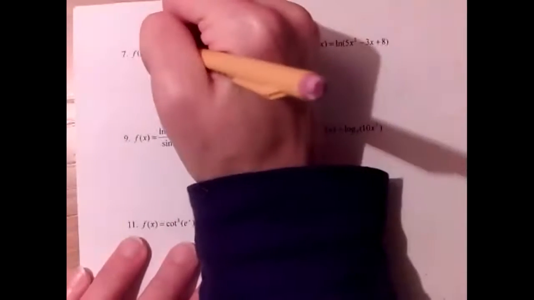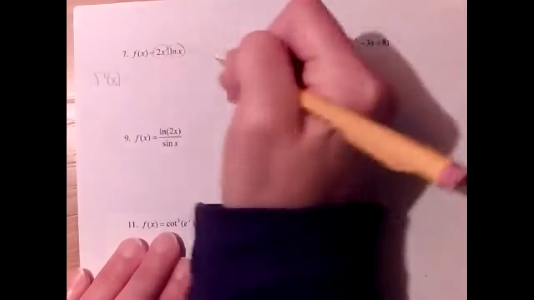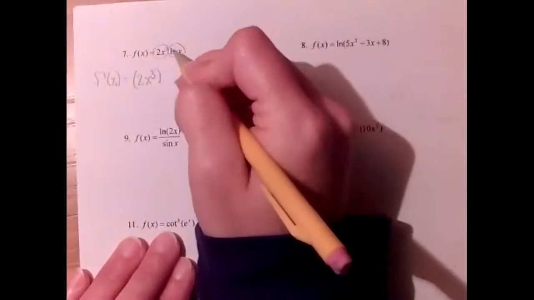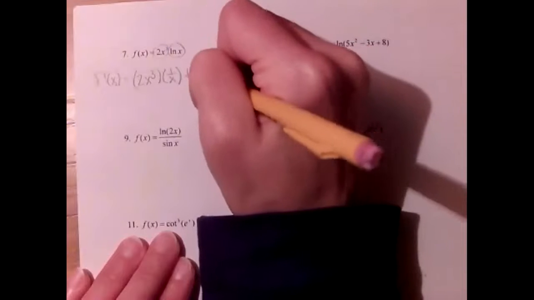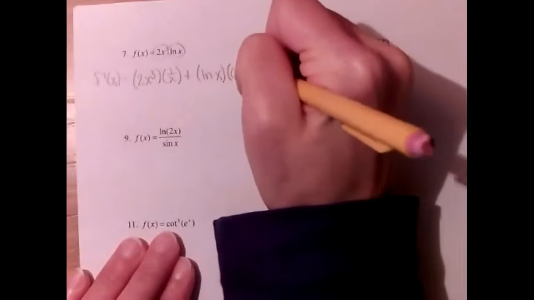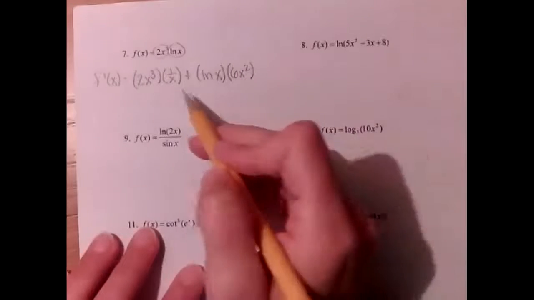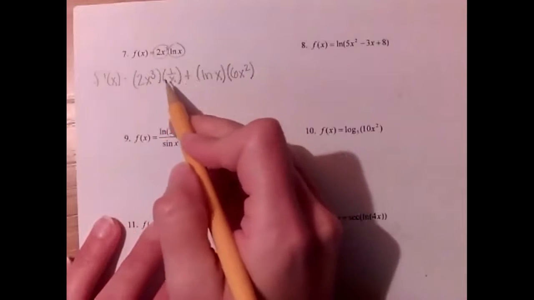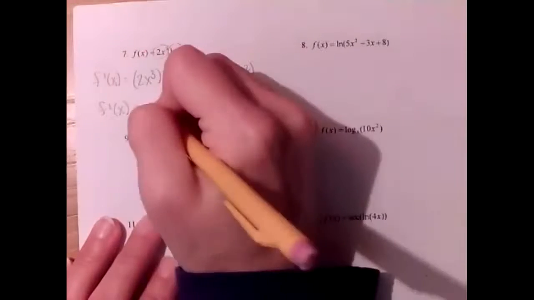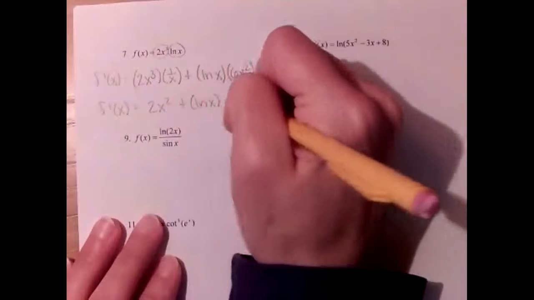This one would be another product rule. So we've got the first thing, the 2x cubed. Derivative of the second would be 1 over x, plus the second thing, and then derivative of the first would be 6x squared. I am going to clean this up a little bit because one of these x's is going to cancel. So that'll be 2x squared plus all the rest of this.